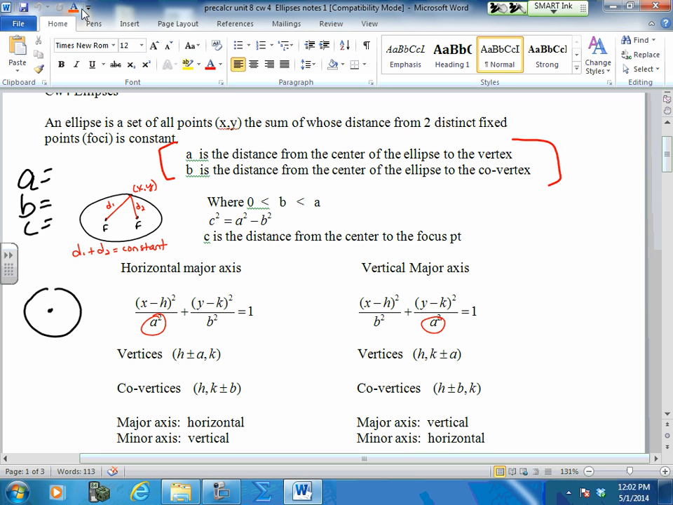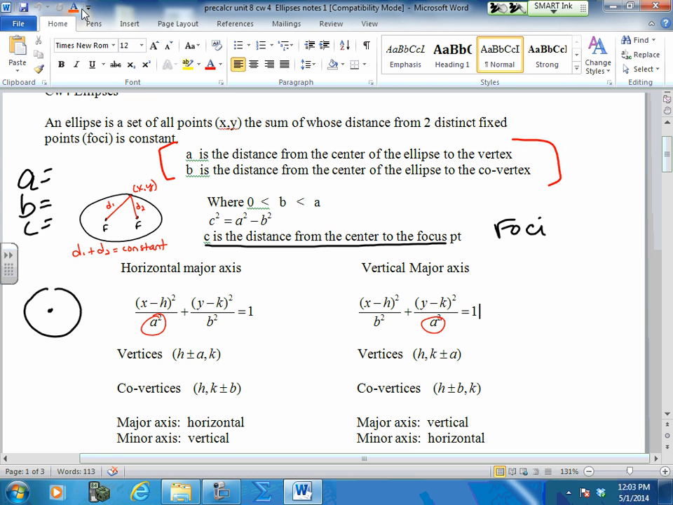And A is the distance from the center of your ellipse to your vertex. It doesn't mean that much right now. B is the distance from your center to your co-vertex. And C is the distance from your center to your focus point. Now we have two focus points that are equal distance from the center. We call them foci, like radius and radii. We have standard equations for these.